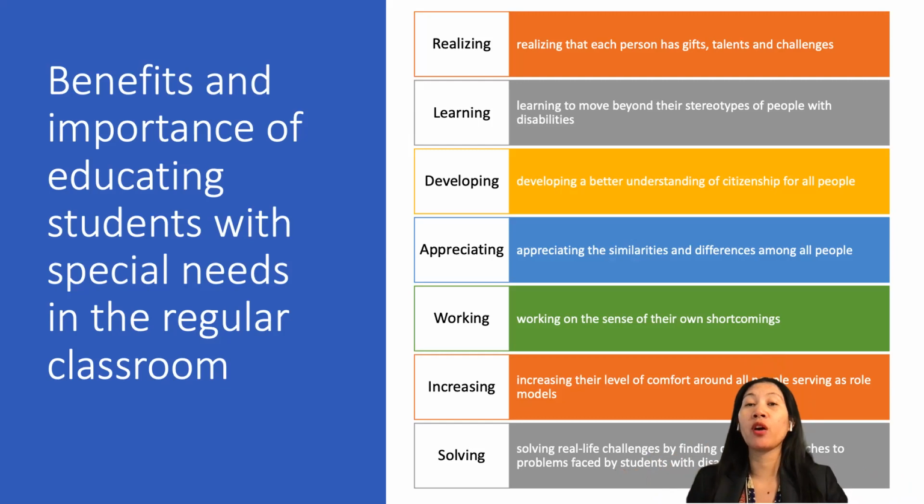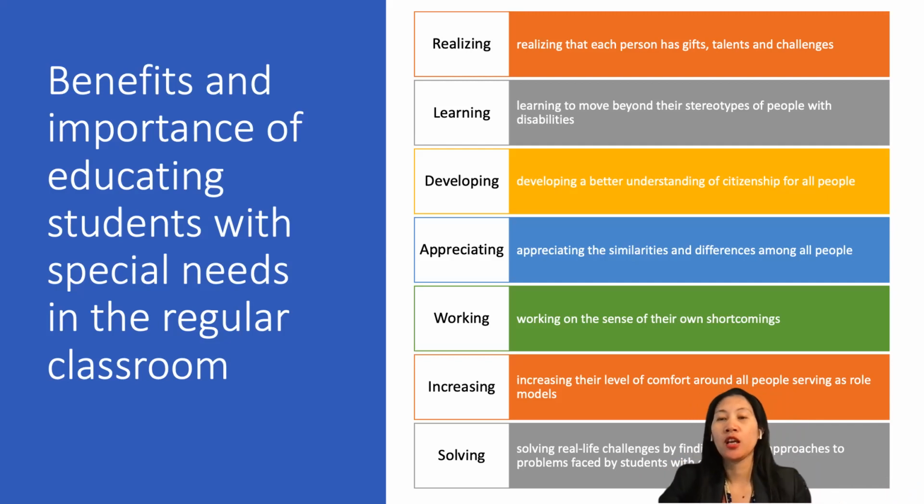Another thing is working on the sense of their own shortcomings, and educating students with special needs increases the level of comfort among all people, serving as role models. So we educators, we are role models. So we need to be careful of the way we speak, the way we act, the way we do things, right? And we need to solve real life challenges by finding best approaches to problems faced by our students. We need that one.